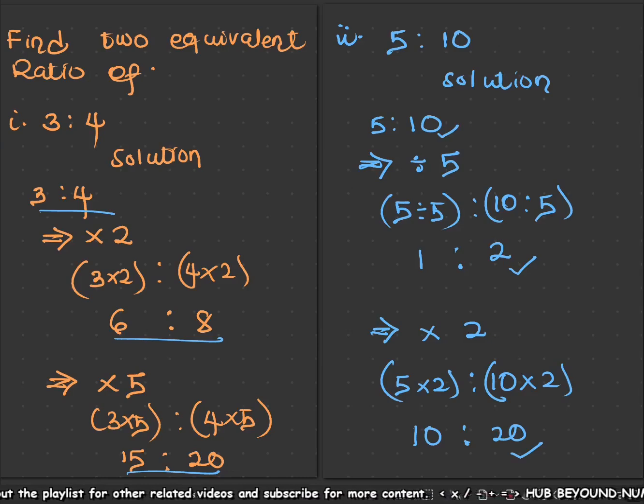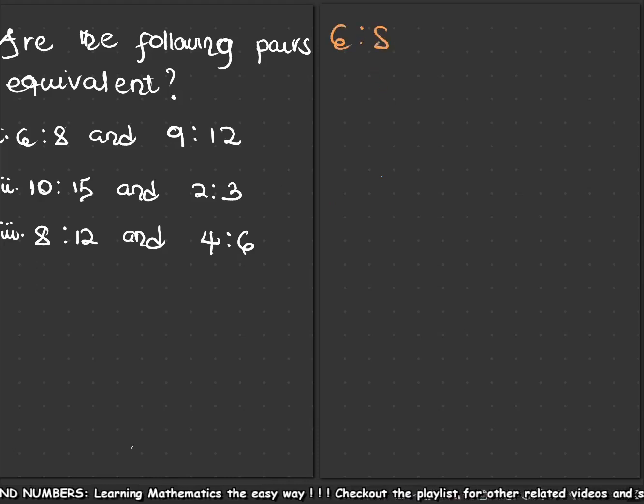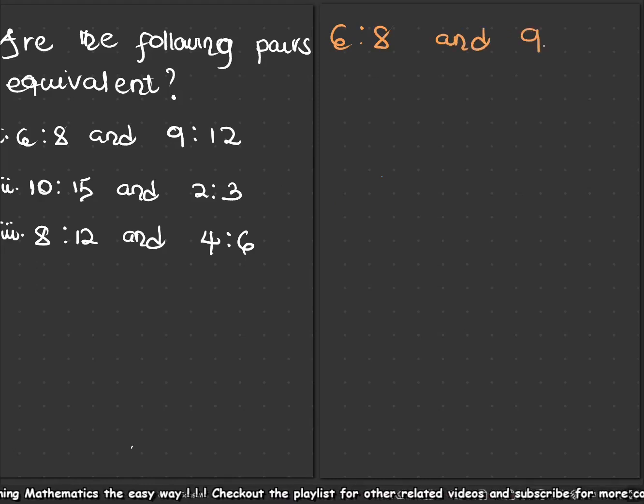Now let's look at how we'll be able to determine if two ratios are equivalent if we are given them. Looking at our questions here, we have to determine whether or not the following pairs are equivalent. Let's start with the very first pair. So we have 6 is to 8, and then 9 is to 12.